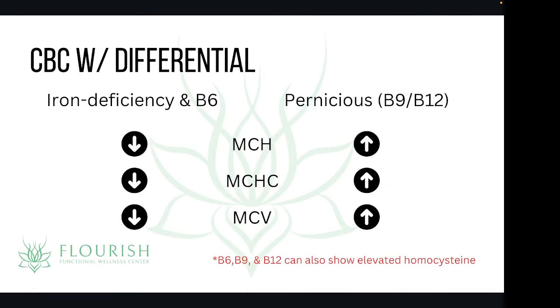So with these anemias, with your iron deficiency and B6 anemias, your hemoglobin as well as the size of your red blood cells are going to be low, versus with your pernicious anemia, your B9 or B12 anemias, these are going to be elevated. So you're going to expect larger cells on that side. And then I have that little annotated red type there. It says with B6, B9, and B12, you can also see elevated homocysteine, which doesn't sound like a whole lot right now, but we'll get into that later.